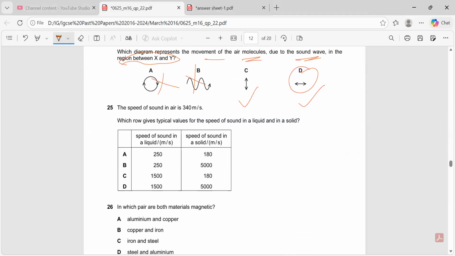Now, 25. I don't know why they are bringing this question that much common. The speed of sound in air is 340 meters per second. Which row gives the typical values for the speed of sound in liquid and in solid? Please, I want you people to give me the answer. So kick out A and B. Answer can be C or D. Hurry up.